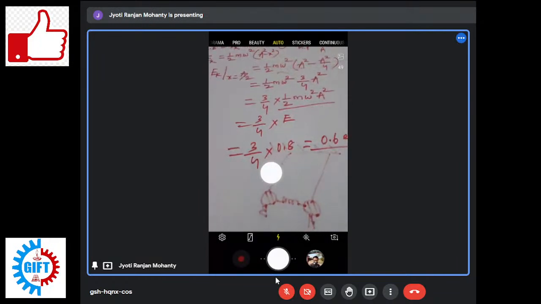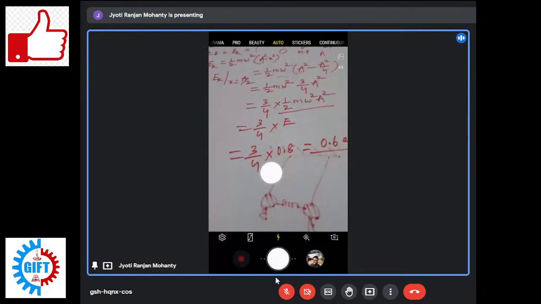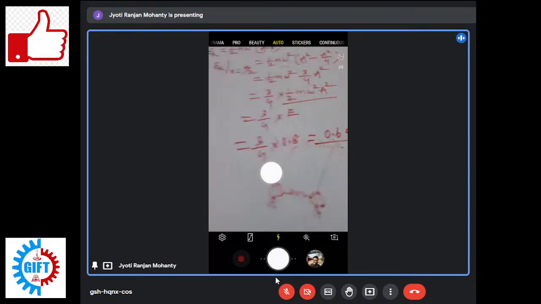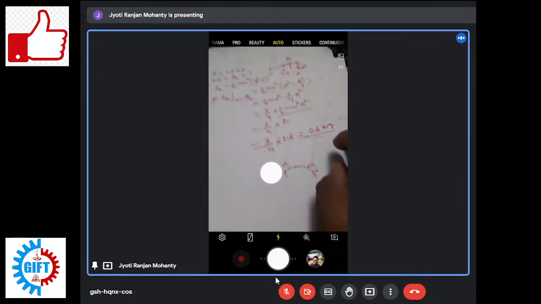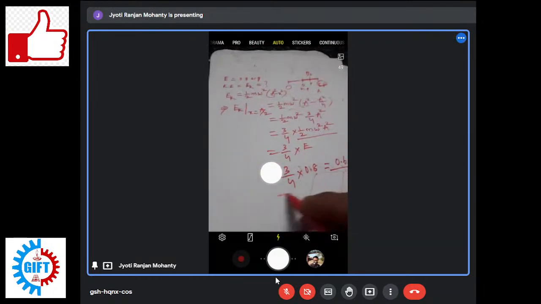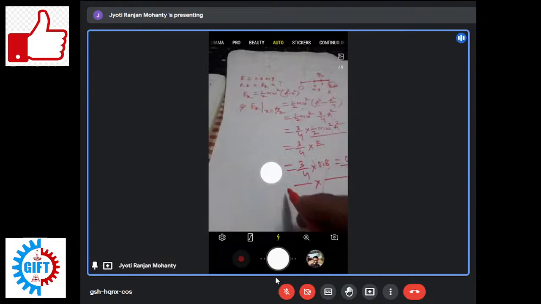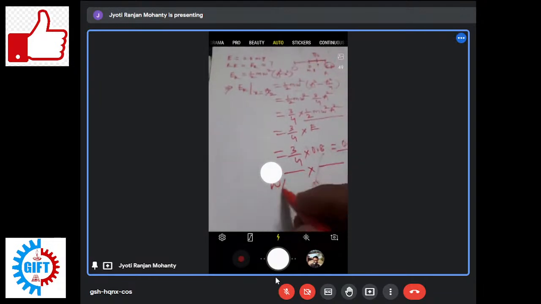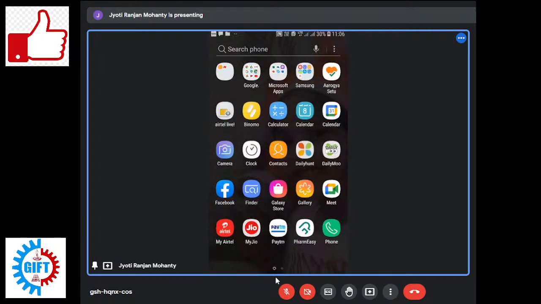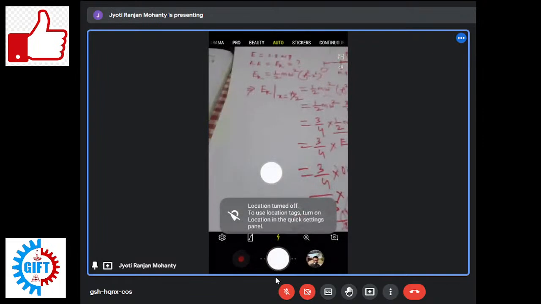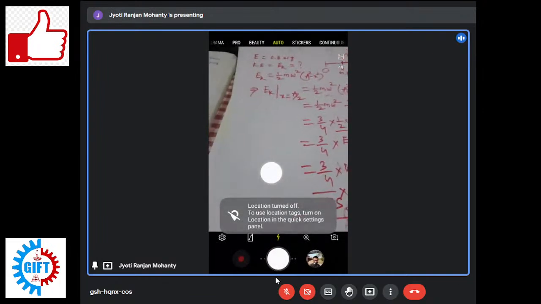Okay, so this is all about the oscillations. Later, if time permits, we have to do the other problems. Okay, so the next topic is waves. With your color pen, give the heading as waves.